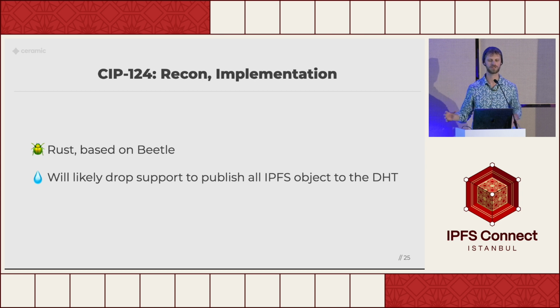And the reason we're doing this is we're trying to migrate away from, right now, Ceramic has an implementation based on Kubo and based on a JavaScript client that talks to that. We want to have more control over the libp2p layer, and so we're now implementing this Rust layer. Right now we're mirroring what Kubo does, but we're probably going to remove the function in IPFS that publishes every object to the DHT because that's not super efficient, and instead just rely on this Recon protocol to synchronize data across the network.